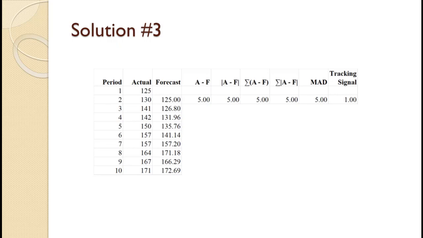Finally, the tracking signal is the cumulative A minus F value of 5.00 divided by the MAD of 5.00, or 1.00. For period 3, 141 minus 126.8 equals 14.2. The absolute value of 14.2 is 14.2. The cumulative A minus F is 5 plus 14.2 equals 19.2.